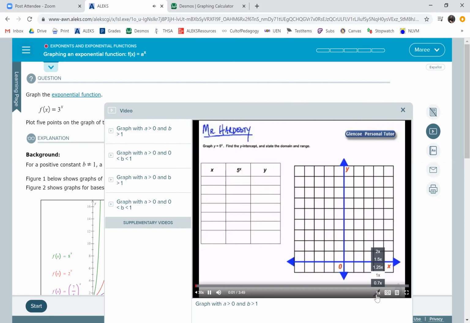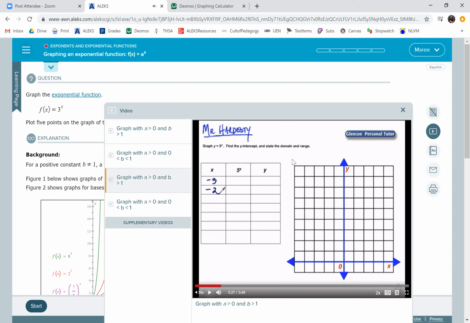This is Mr. Hardesty. Let's evaluate the graph of an exponential function. Graph y equals 5 to the x power. Find the y-intercept and state the domain and range. To graph y equals 5 to the x, we'll use a table of values, and then we'll plot those on the coordinate plane. Let's start.